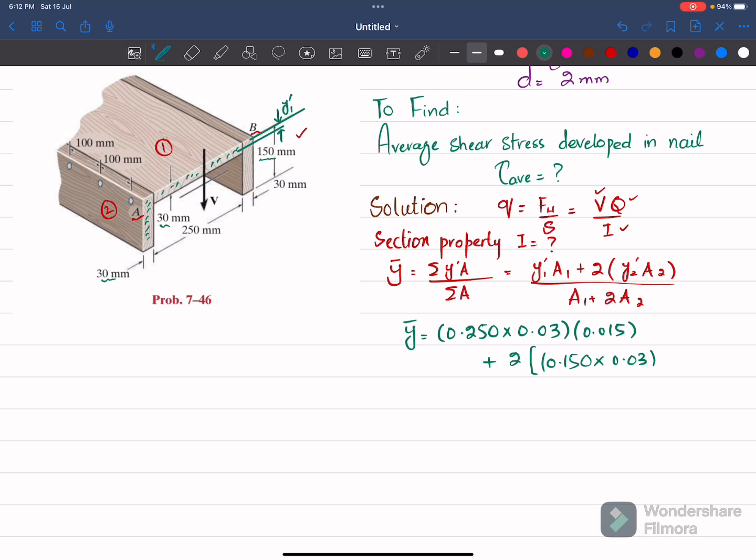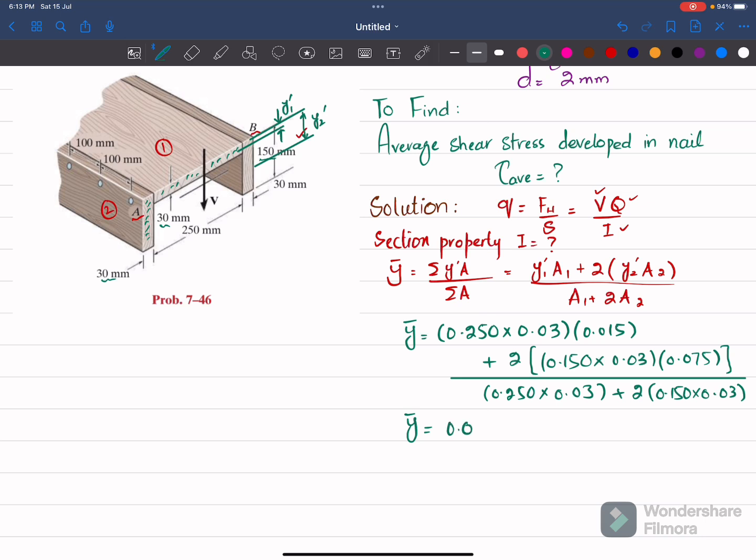y2 dash is the distance from the top surface to the middle of this second section, which is 150 divided by 2, equal to 75 millimeter, or 0.075 meter, divided by area a1, which is 0.250 multiplied by 0.03, plus 2 times area 2, which is 0.150 multiplied by 0.03. When you calculate it, you will get y dash, the location of the neutral axis passing through the centroid, equal to 0.04773 meter, or 47.73 millimeter.